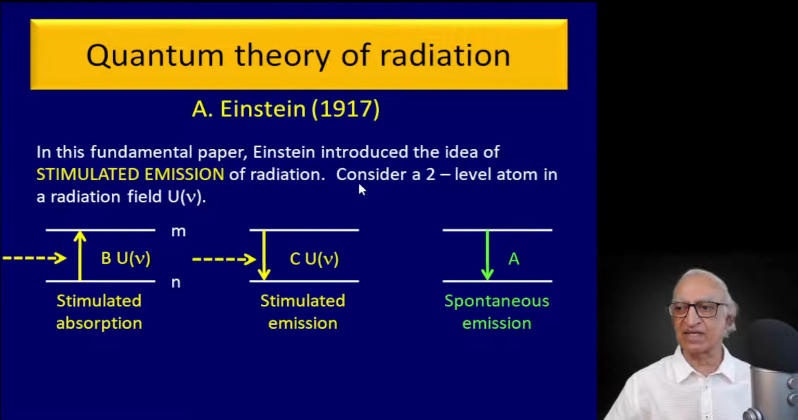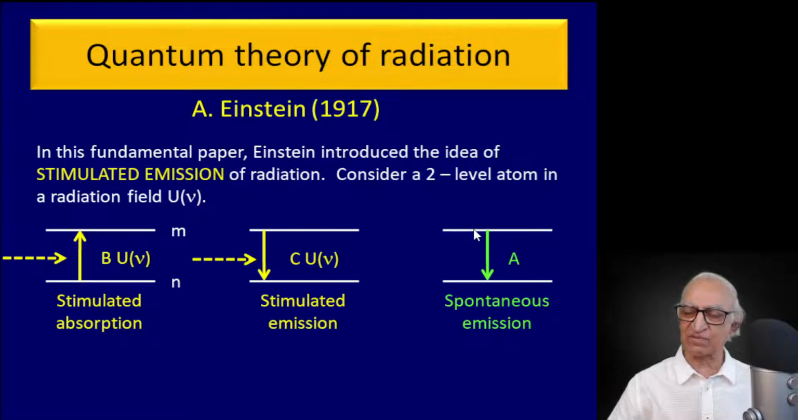To explain that, let us consider a two-level atom or a two-level molecule in an external radiation field U of nu. I've shown you two energy levels, N and M. Later on, I'll call them 1 and 2. And there are three processes at work. One is, of course, stimulated absorption. An incident photon makes an atom or a molecule make a transition from a lower energy level to upper energy level.